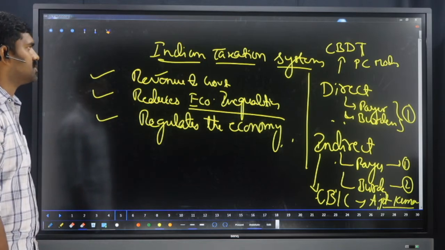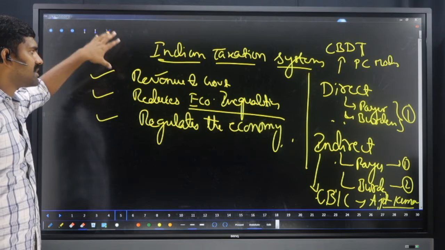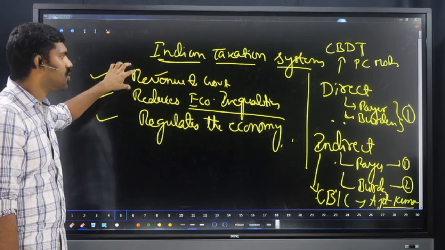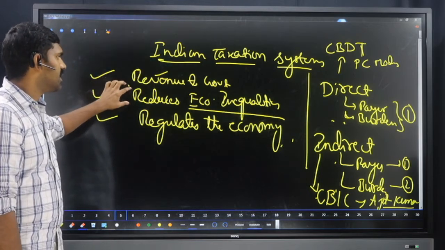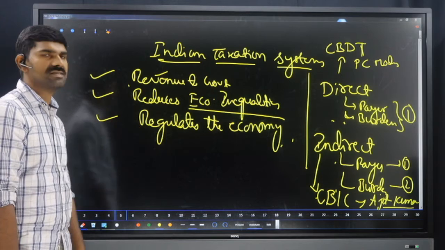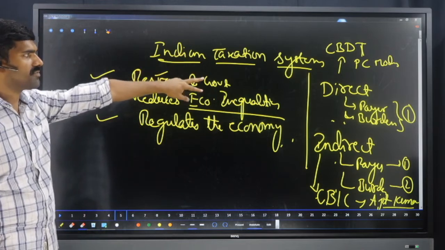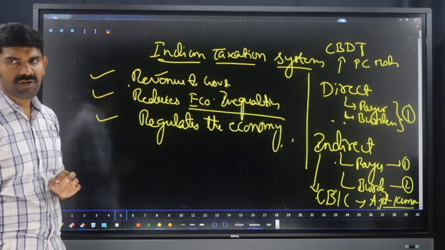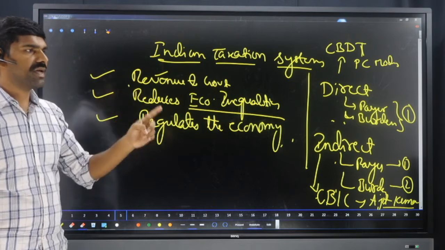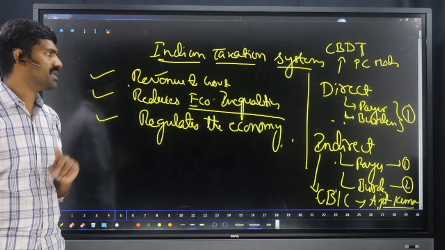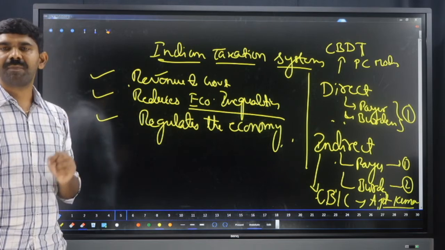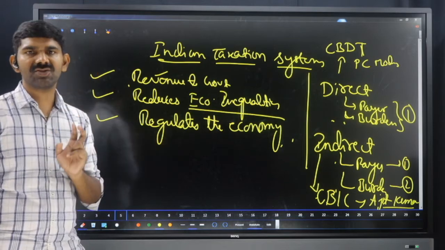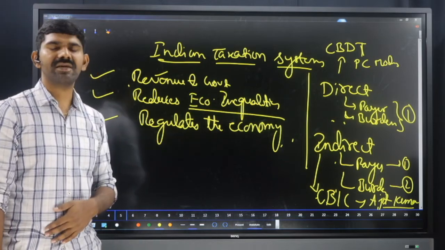So basically, in the Indian taxation system, tax is a compulsory and legal obligation of an individual towards society. The purpose of taxation is to generate revenue for the government, reduce economic inequalities and regulate the economy. There are two types of taxes: direct taxes and indirect taxes. Direct taxes are managed by CBDT, the Central Board of Direct Taxes. The chairman is Pramod Chandra Modi, and the payer and the burden taker are the same person. In indirect taxes, the payer and the burden taker are different entities; one person pays the tax and the burden is on the other person. The CBIC chairman is Ajit Kumar.